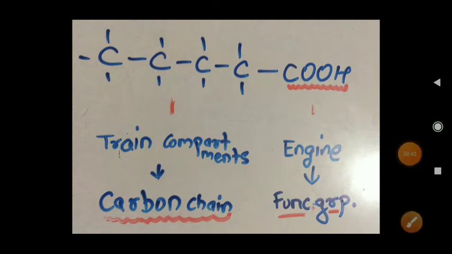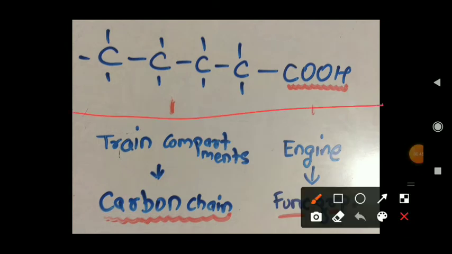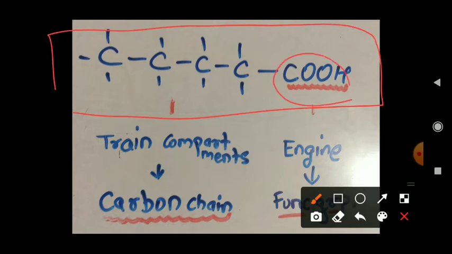Let's see an example of a functional group. For example, this is a carbon chain. In the carbon chain, there is a COOH functional group. Suppose COOH is a functional group, which is the engine of that compound. It means the carbon chain is a train, and this functional group is the engine of that compound. So the engine, or we can say the head of that compound, those group of atoms which is responsible for all chemical activities, the main driver, or the main member of that carbon chain, is known as a functional group.